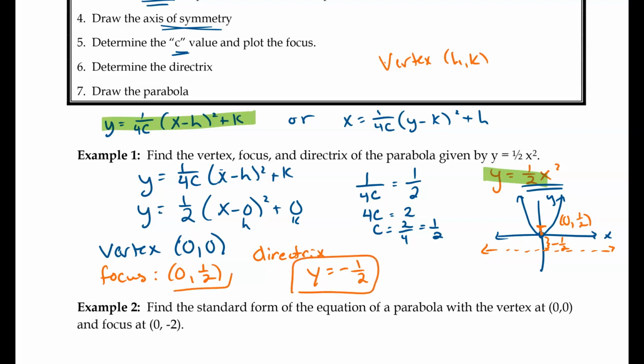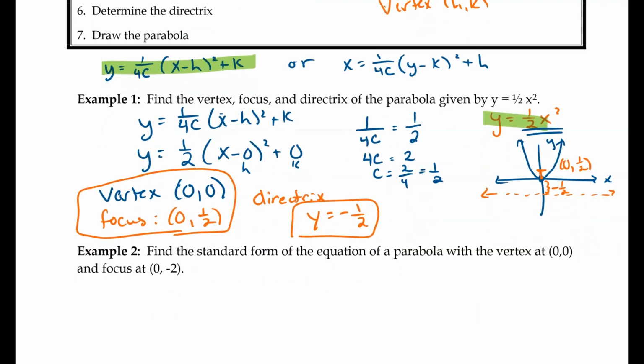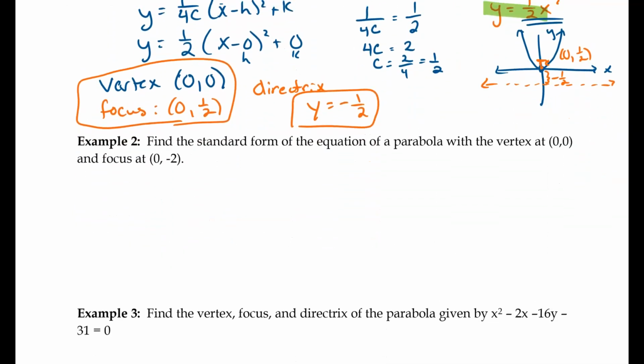So those are all the pieces of information I got from this parabola. Now, you should be able to pick those out pretty easily, but notice to get c, you're going to want to use the idea of adding and subtracting the c to get your focus and directrix. It saves a lot of time. All right, so let's try the next one here.